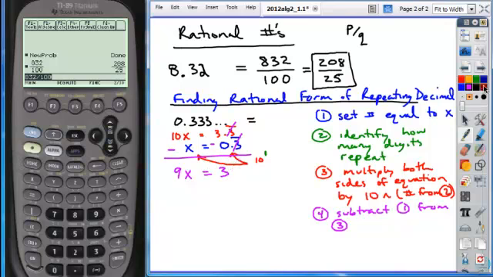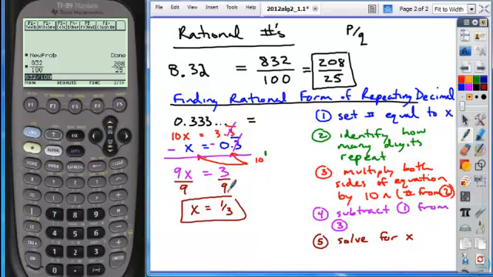My final step in solving this is to solve for x. If I divide both sides by 9, I get x is equal to 3/9, which reduces to 1/3. So that's your rational form for that.